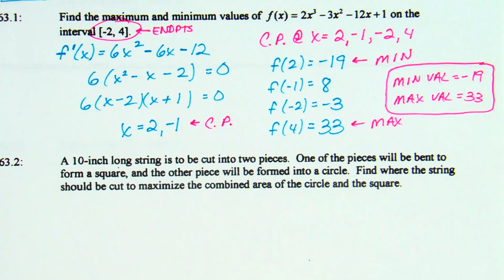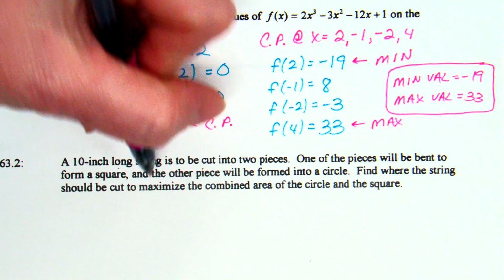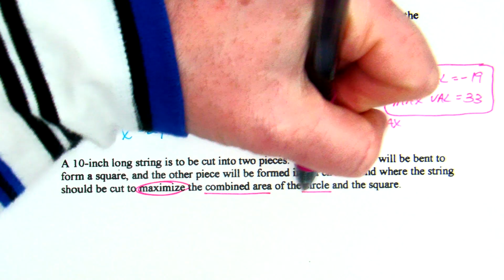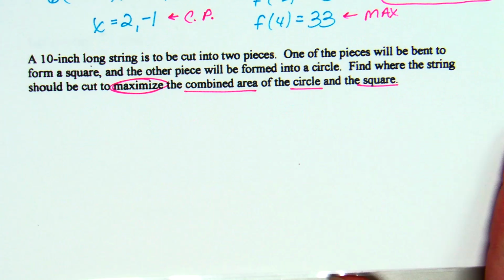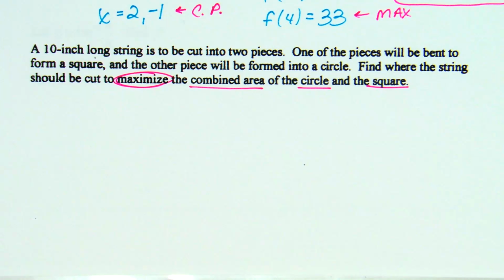A 10-inch long string is to be cut into 2 pieces. One of the pieces will be bent to form a square, and the other piece will be formed into a circle. Find where the string should be cut to maximize the combined area of the circle and square. Okay. There's some work in this one, I'll tell you up front. We have a 10-inch long string.